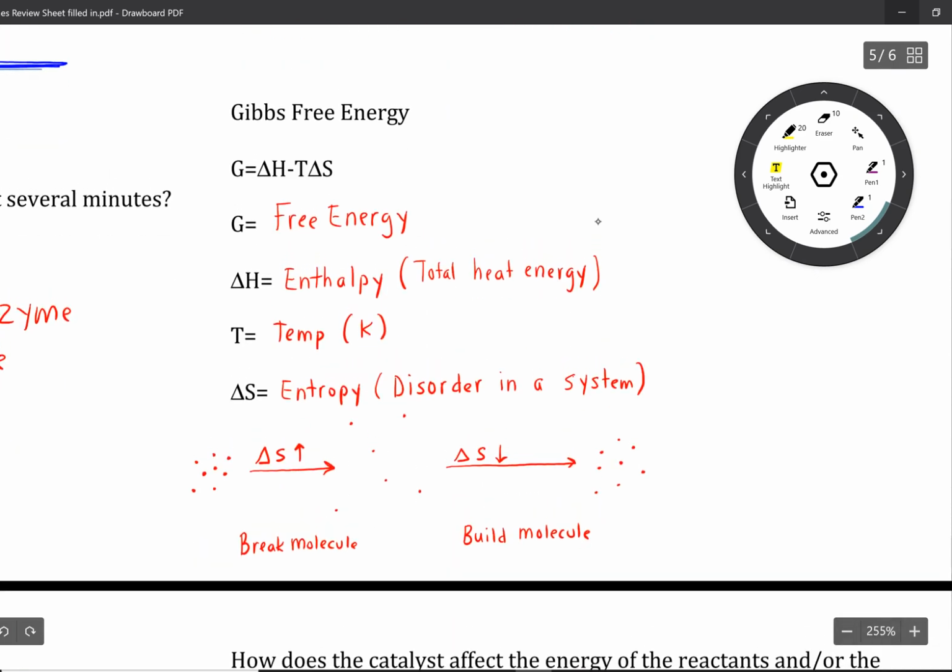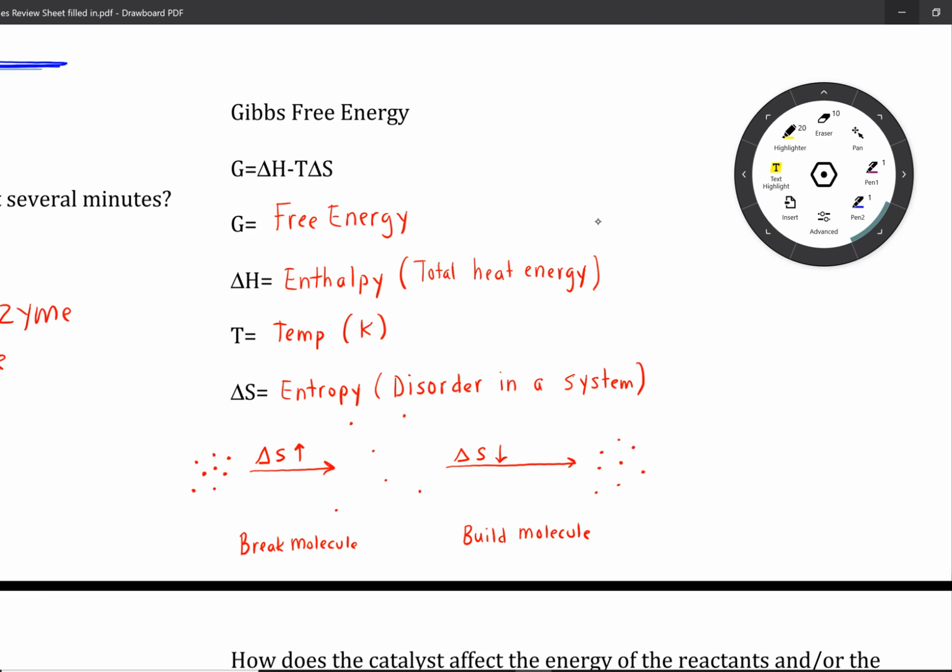All that, pretty important. Gibbs free energy, which is our last piece of the story, will kind of bring into everything we've done. Gibbs free energy is a formula where G equals delta H minus temperature multiplied by delta S. Each of these has a meaning, so free energy is G. Enthalpy, which is the total energy of the system, is your H. Temperature is in Kelvin, and entropy is your amount of disorder.